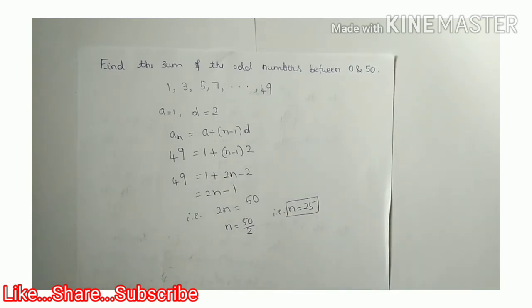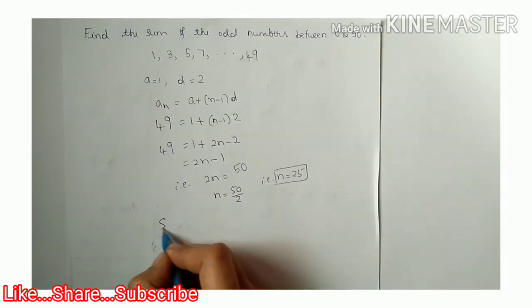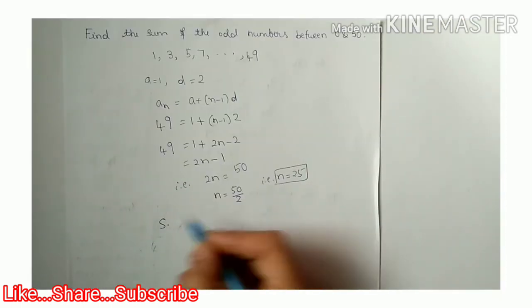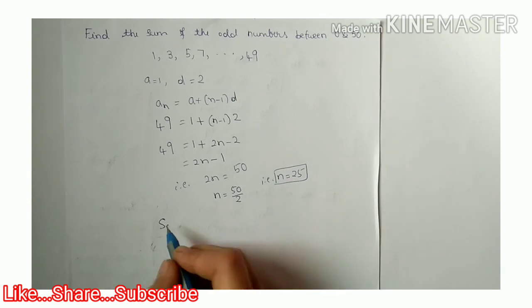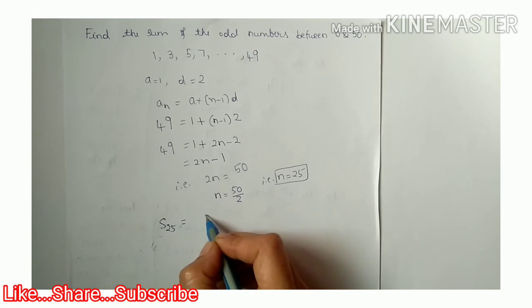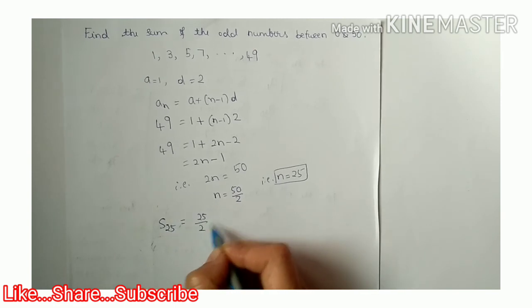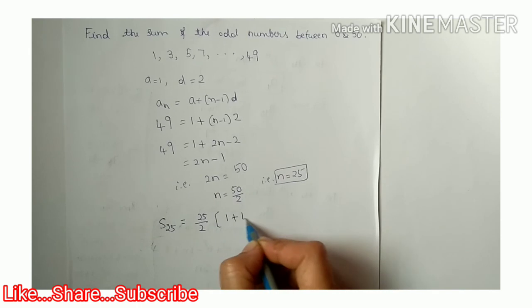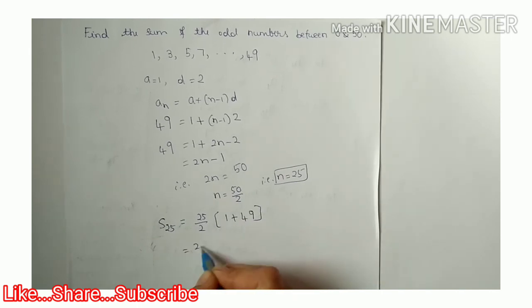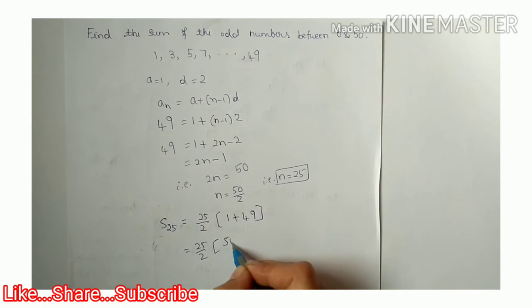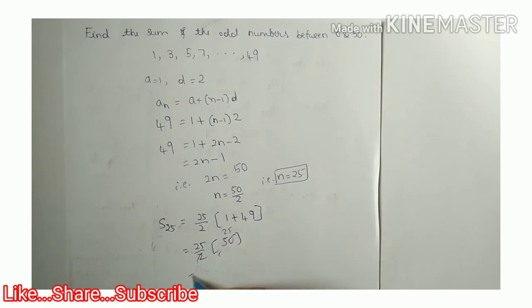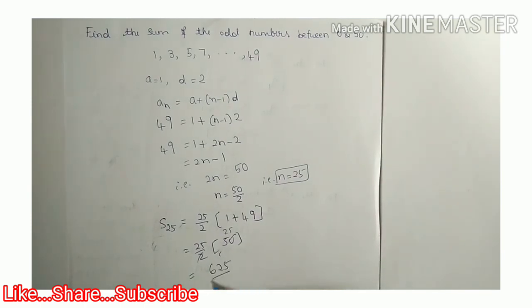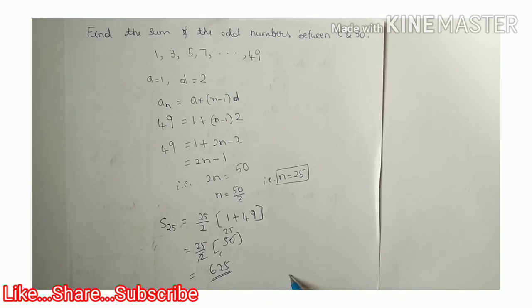The number of terms is 25. Let us find the sum of the odd numbers between 0 and 50. S25 is equal to 25 by 2 into (first term plus last term), which is 25 by 2 into 50. 25 into 25 is 625. Therefore, the sum of the odd numbers between 0 and 50 is 625.